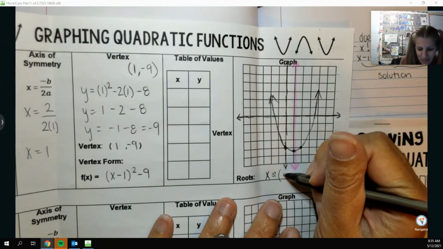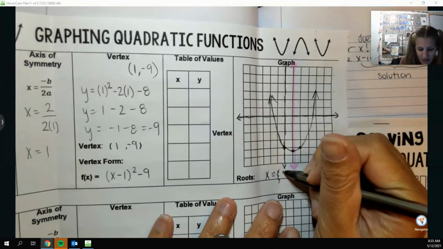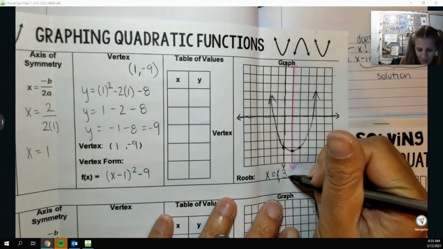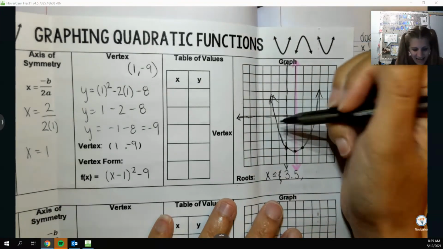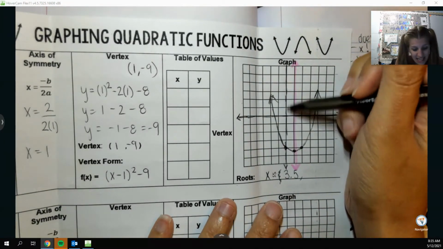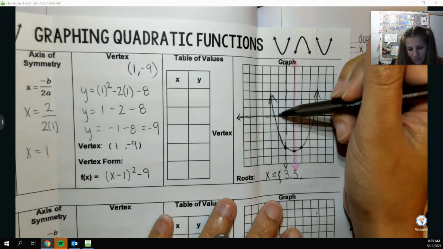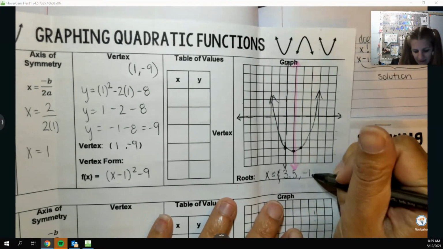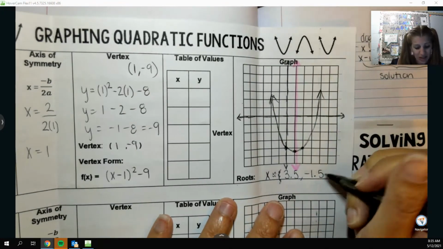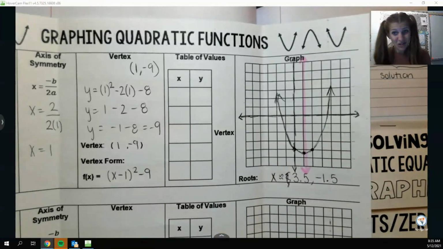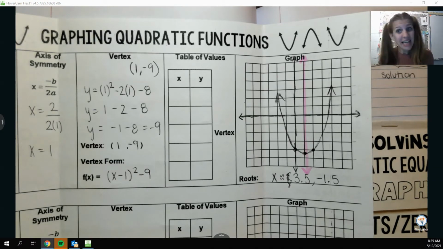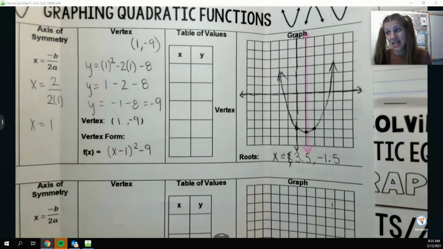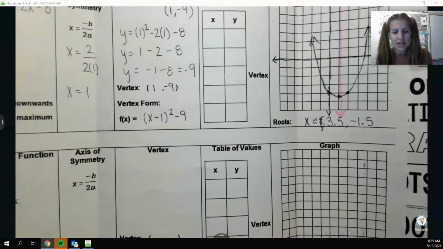So we'll go with approximately 3.5, sure. And then the other one over here is in the negatives, and we'll say that it's negative 1.5 because it's between negative 1 and 2. But again, it's all sort of a guess because of how poorly I graphed it, which again is just another reason that this is not super reliable.